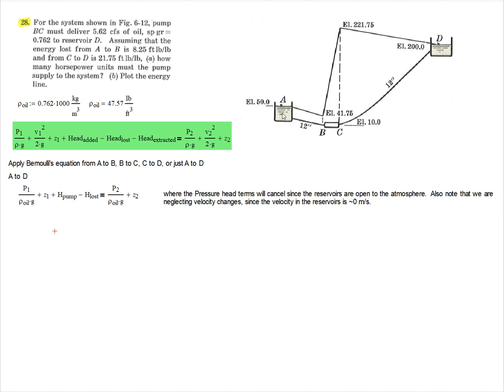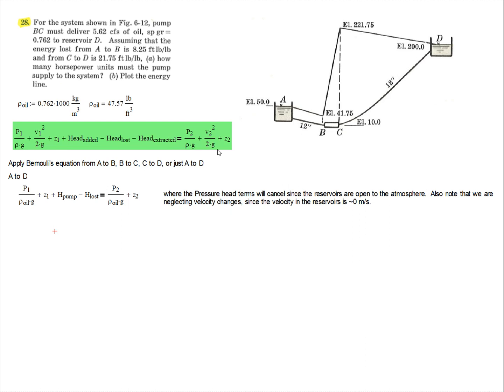And why did we do that? Well, that is because our position is the level of the tank of this reservoir. How fast is that level of the reservoir moving? That level is going to be moving extremely slow, essentially zero. And so we can set V1 equal to 0. Z1 is our elevation, and our elevation was definitely higher than the pump. Head added, we have to include that because we do have a pump. Head loss, we do have head losses. We're told what the losses are, the frictional losses in our pipes. There's no head extracted, of course.